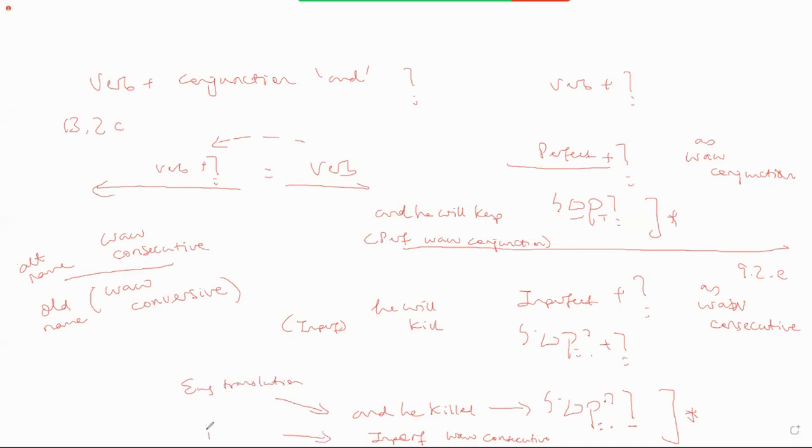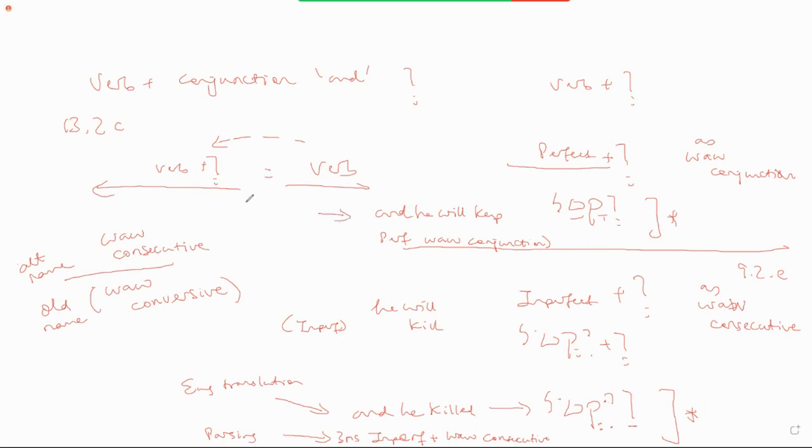This is what you do when you do parsing. When you try to describe the verb, this is third person masculine singular imperfect while consecutive. That's how you describe this verb. It's a third person masculine singular imperfect, then with a while consecutive. When you translate, it becomes the simple past tense, and he kills. You get the idea?